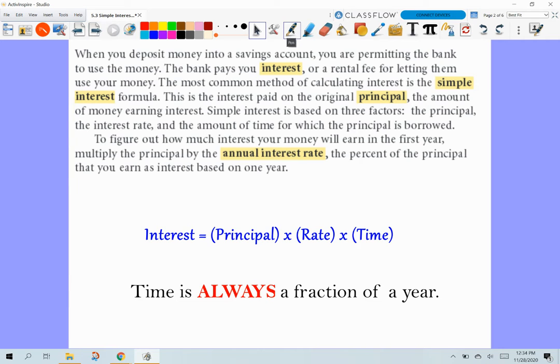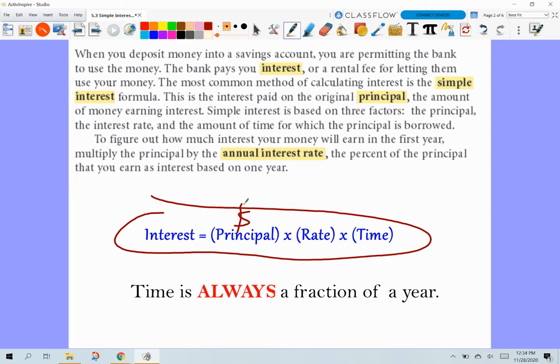So the big thing here, the formula: you're going to take your principal, which again was your dollar amount, times your percentage rate, and then the time. The two issues I saw were right here with the rate and at the end with the time.